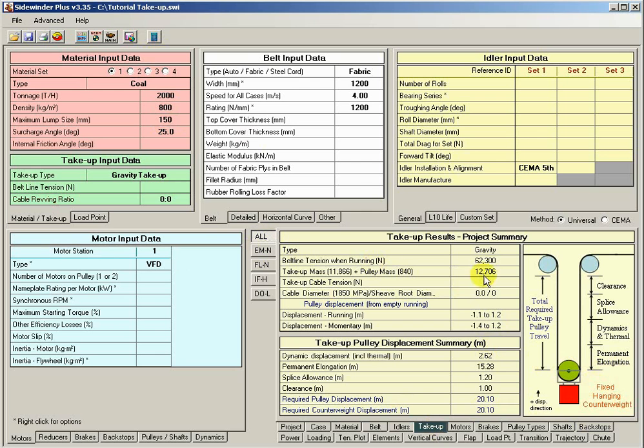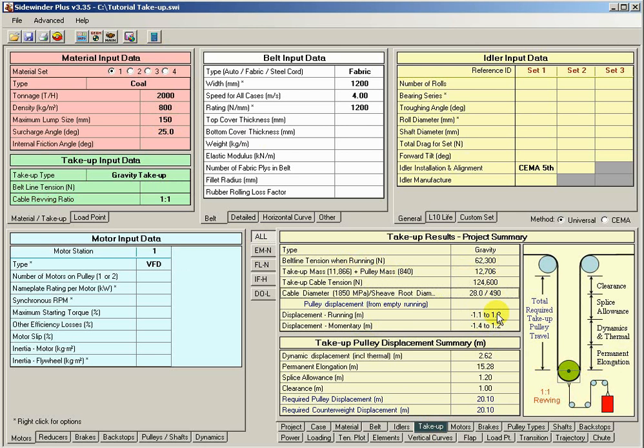Now, again, I just clicked on the Takeup tab, and this is the all. This is the summary of all of our cases. So with this, we've got, again, our type, gravity, belt line tension, the take-up mass. If we had a cable reeving ratio, let me just put 1:1 again here so you can see it selected, it showed you the cable tension, cable diameters. Also shows us what our displacement is.